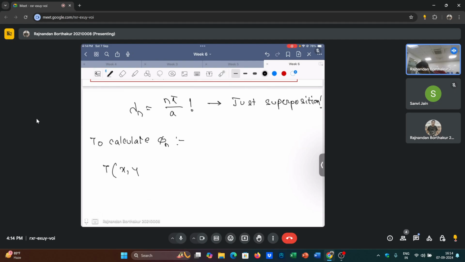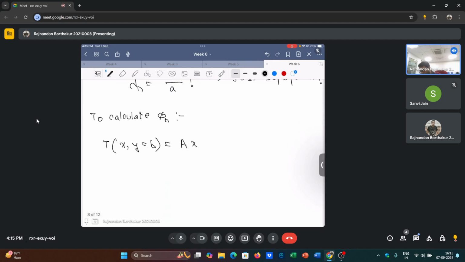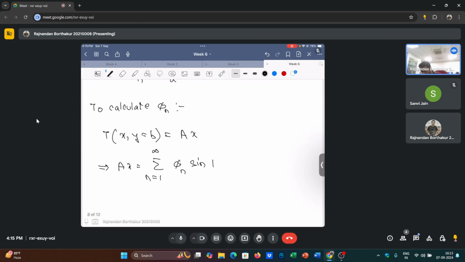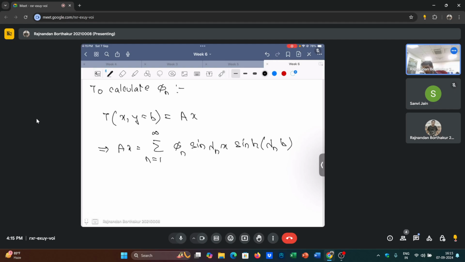for all x at y equal to b is equal to some constant times ax. We substitute this boundary condition into this equation, which means I have a times x equal to the summation n equal to 1 to infinity of phi n sine lambda n x times sine hyperbolic lambda n y, where y is equal to b, so this becomes b.